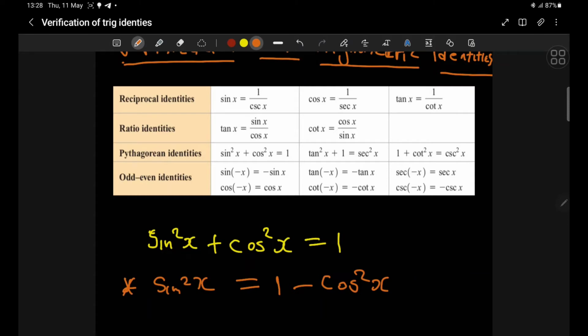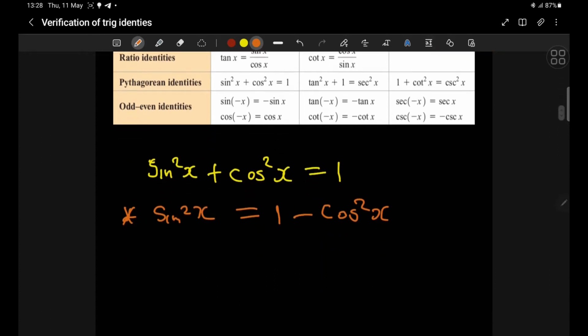Sine squared x is equal to 1 minus cos squared x. And also, we can have cos squared x as the subject. That will make us have cos squared x is equal to 1 minus sine squared x. And this is also another identity we've derived from it. So as we work around identities, that should always be in your mind. You should try to work around what you've been given for you to achieve the given goal.